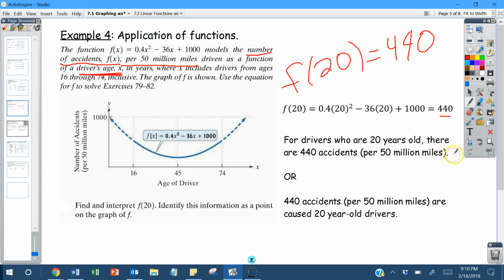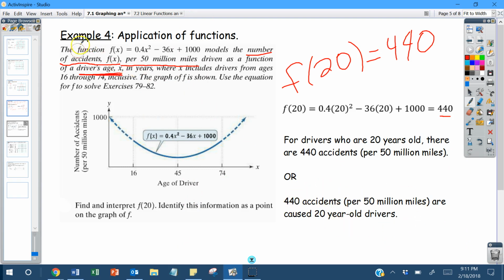So I went ahead and wrote it down here. I wrote pretty much that. And this is kind of a weird sentence: for drivers who are 20 years old, there are 440 accidents per 50 million miles, which is true. It's a fine interpretation, except we don't really talk like that. So after I wrote it down, I thought, let me say this in a more natural way: 440 accidents per 50 million miles are caused by 20-year-old drivers. I just took the same thing and made it look a little more reasonable. But this is how we would interpret this.